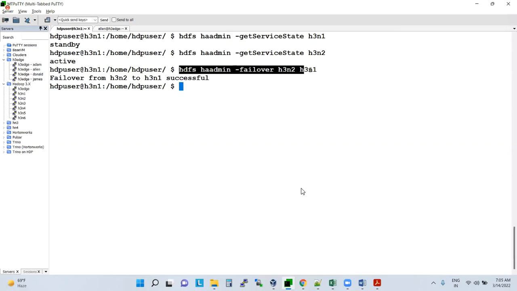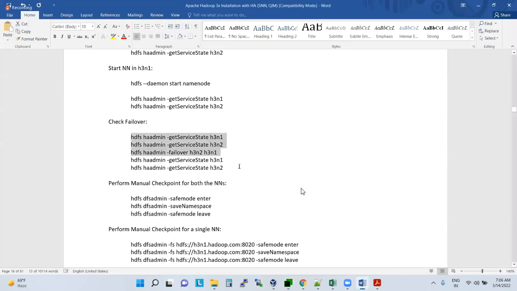When you use the failover command, what will happen automatically? S3N1 will become active. Whatever is there in the last, that one will become active, and whatever is there in the first will become standby. Now you see the status of both the name nodes.